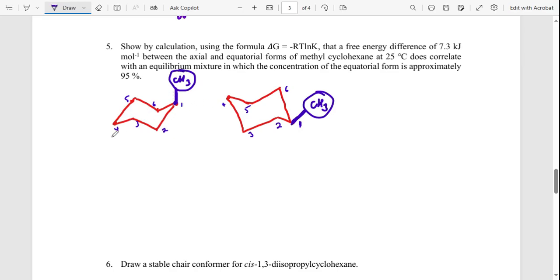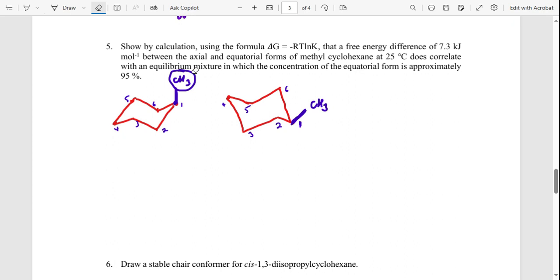Or let's say we have got a methyl like that, then we have got another methyl here. These are cis because they're both facing up. If it is trans, one would have been facing down, the other one is facing up. So for cis and trans, you look at the direction. You don't look at equatorial and axial.